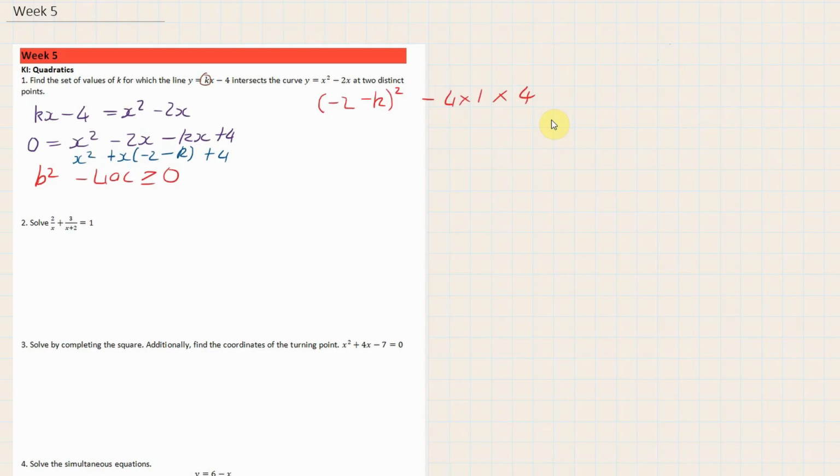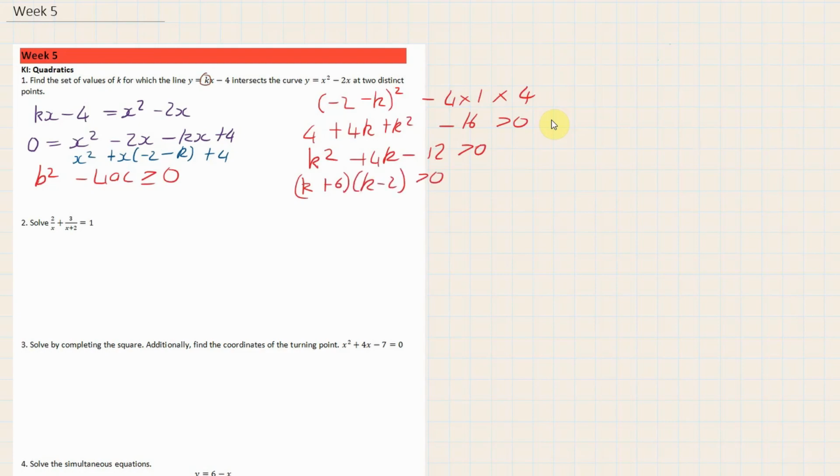Now, when we expand this, we're going to get 4 plus 4k plus k squared minus 16, and we want this to be greater than 0. So I could rewrite it as k squared plus 4k minus 12 is greater than 0, and then I could perhaps factorize that. Yep. So k plus 6, k minus 2.